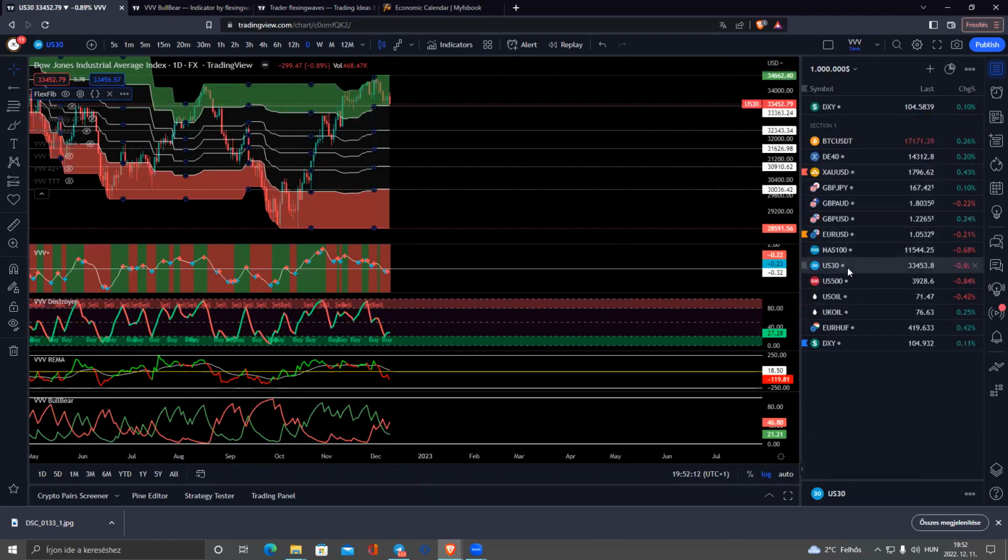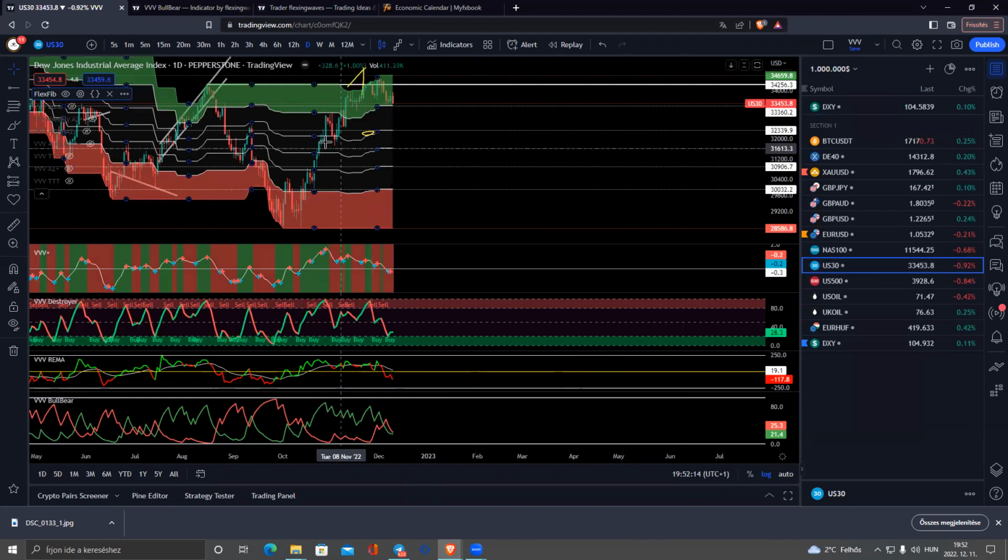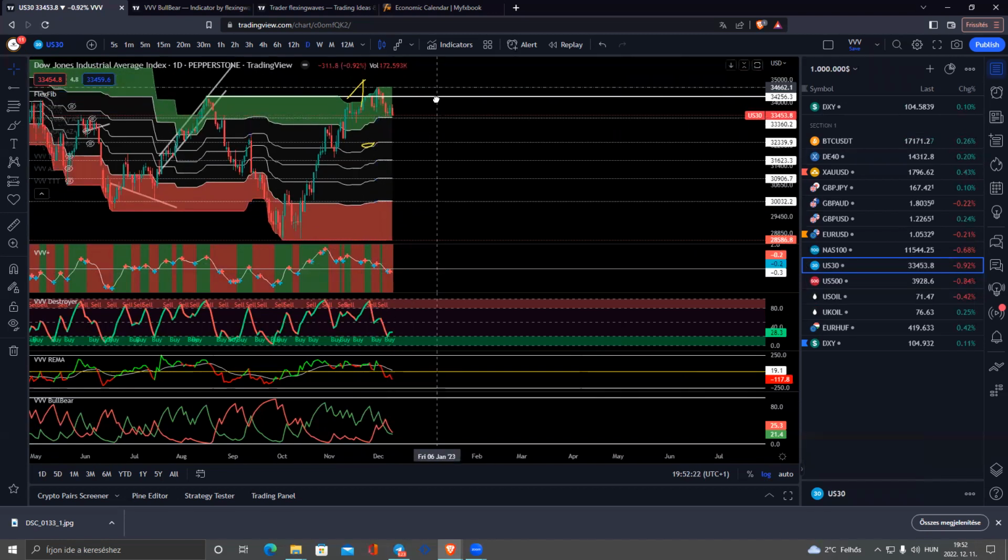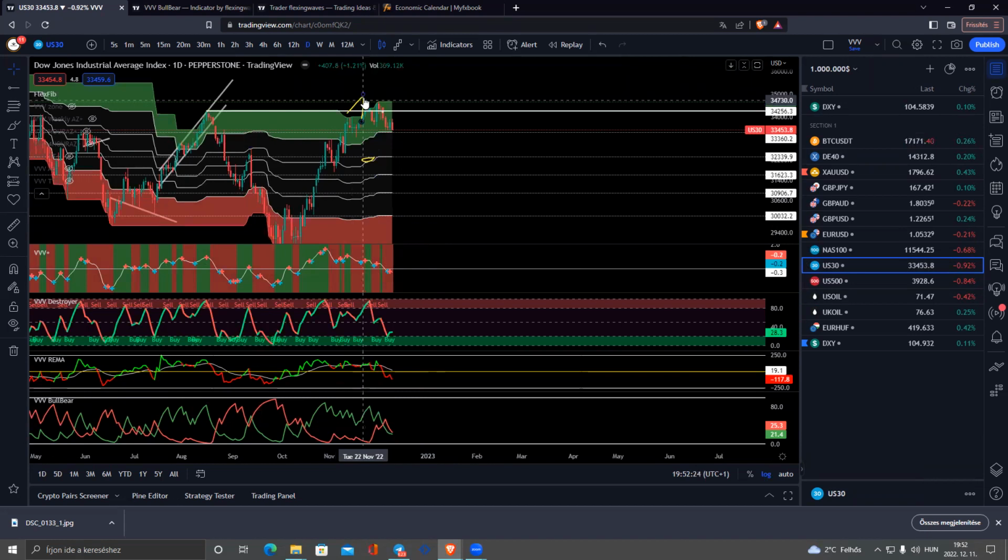What is this one? US 30. Yes, this was my prediction on US 30. We saw here, beautiful. We didn't reach this level actually, but we got the harsh breakout, like I thought, and then we got the pullback. I'm sitting in this position still actually.